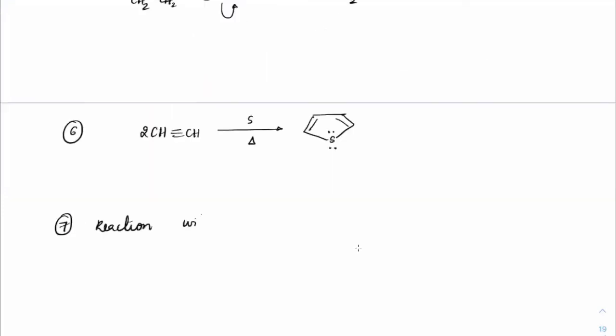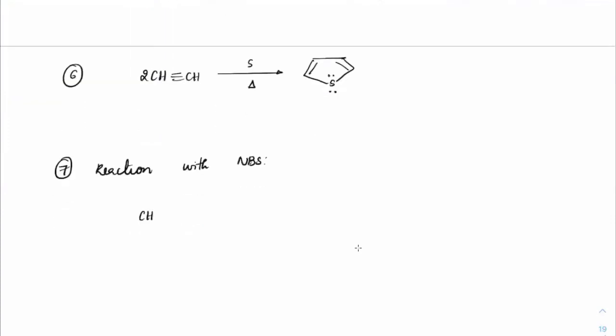Reaction with NBS, N-bromosuccinimide. In case we have CH triple bond C-CH3, when you have a double bond and the next carbon which is sp3, we used to call it allyl. If it is triple bond, the next carbon is called propargyl. This is propargyl. So in reaction with NBS, we will get this substituted as CH2Br. Again, radical substitution with NBS, you know that.